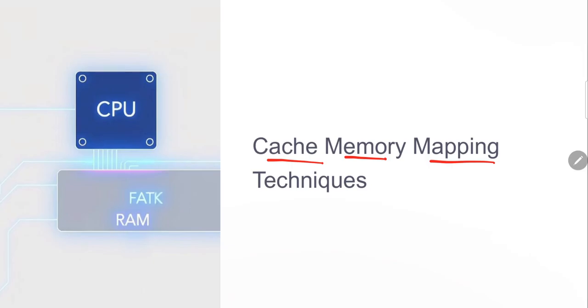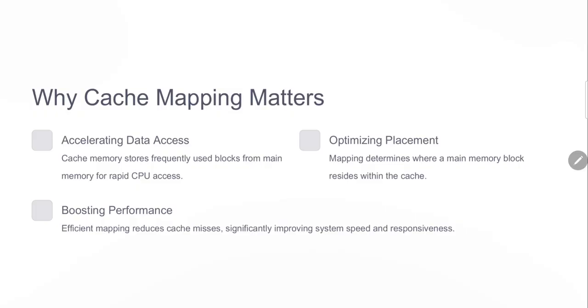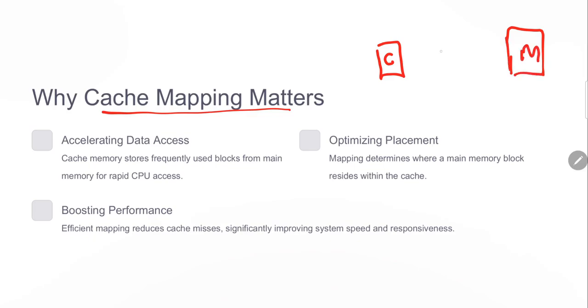As I told you in an earlier lecture, cache is the fastest memory one can have. Now, let us understand why cache mapping matters. But before that, we need to understand how the cache is used. You have a CPU, and then you have a main memory and a cache memory.